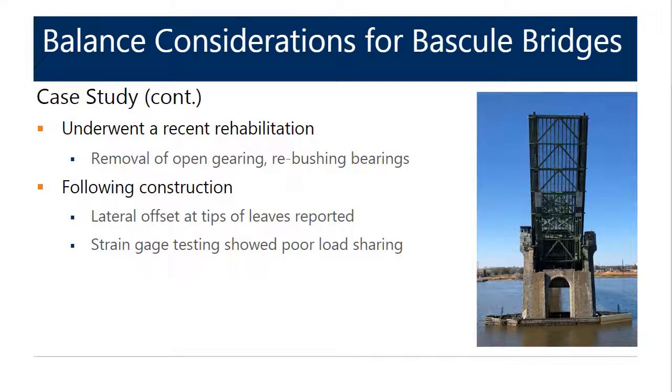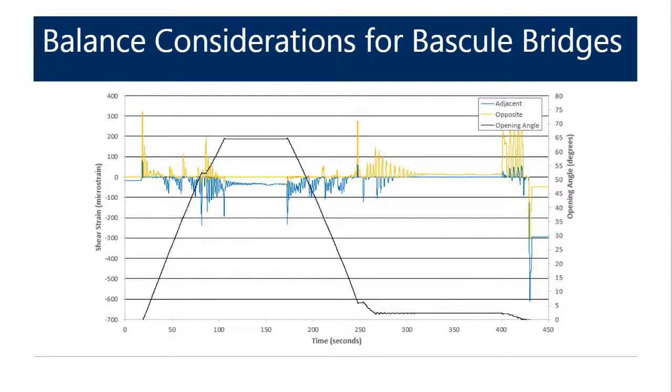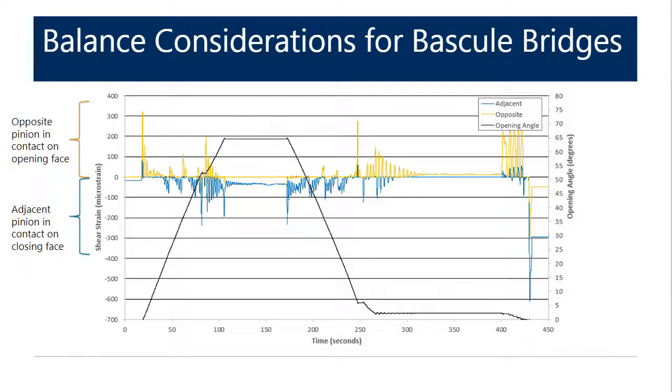This bridge also underwent a recent rehab, which involved removing much of the open gearing, rebushing the bearings, and reinstalling the gearing. At the completion of the contract, the operator noticed that the tips of the two leaves were offset. We performed strain gauge balance testing, which showed poor load sharing existed. This is a strip chart from that test. There's a few things of note I want to point out here. The first is the opposite pinion is in contact on the opening face. So the lines here in yellow are mostly positive, whereas the adjacent shaft is mostly in contact on the closing face. You have negative strain.